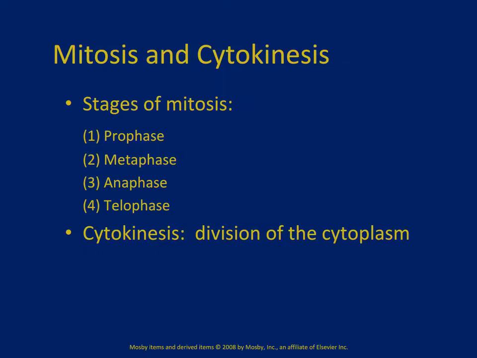Okay, so once we complete interphase, we're then going to enter the mitotic phase. The stages of mitosis include prophase, metaphase, anaphase, and telophase. Now remember, these are things that are going on within the nucleus. At the same time, however, the cytoplasm of the cells may start to divide, which is called cytokinesis, division of the cytoplasm. Let's take a look at each of these stages of mitosis in greater detail.